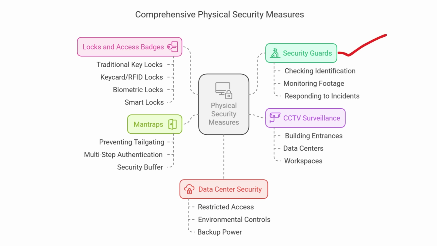Let's start with the human layer of protection, which is security guards. Technology is great, but sometimes you still need actual people to enforce security. Security guards act as the first level of defense by checking IDs before allowing entry, monitoring security cameras for unusual activity, responding to unauthorized access attempts, and escorting visitors and ensuring they don't wander into restricted areas.